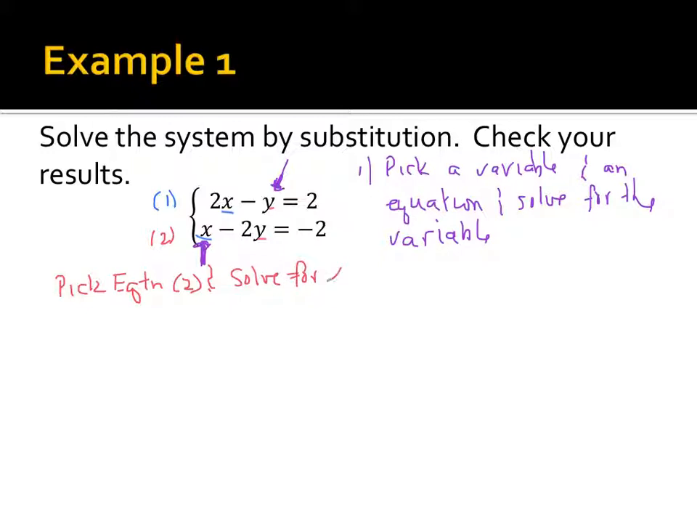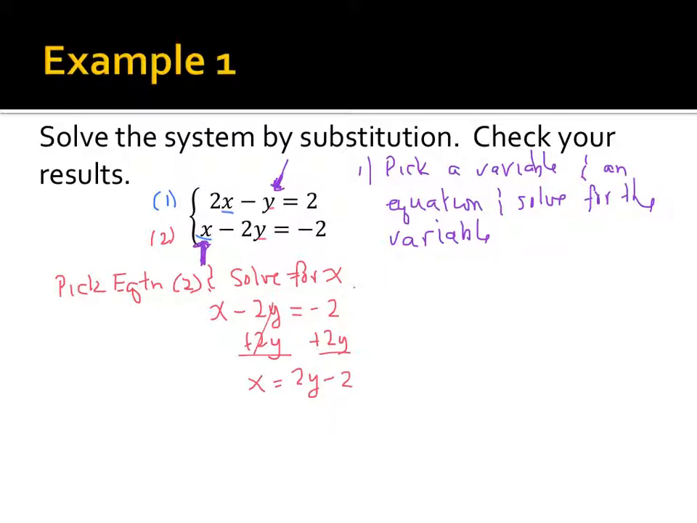Now you can solve for anything. The reason I'm picking 2 and x is because I think it's easy to solve for x. I think all I have to do is add 2y, and there you go. X is equal to 2y minus 2. That wasn't that hard. That was very easy.